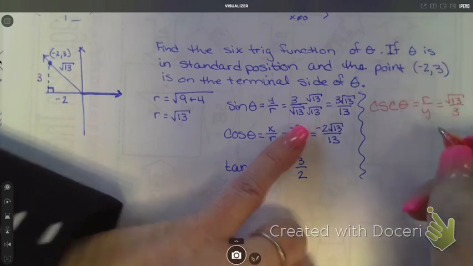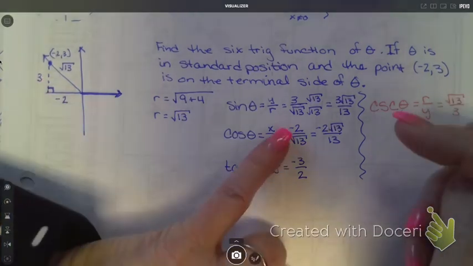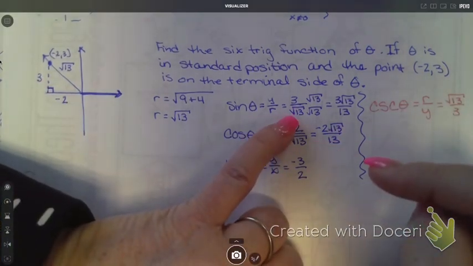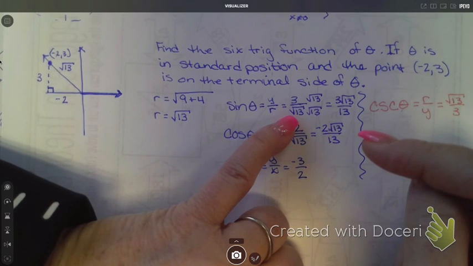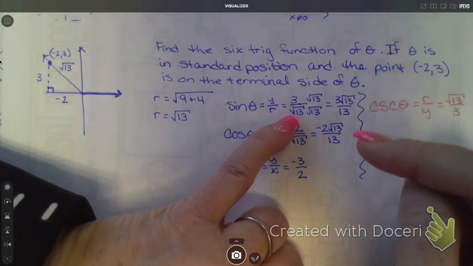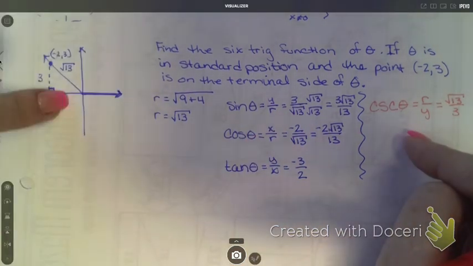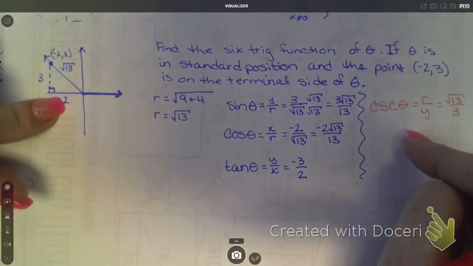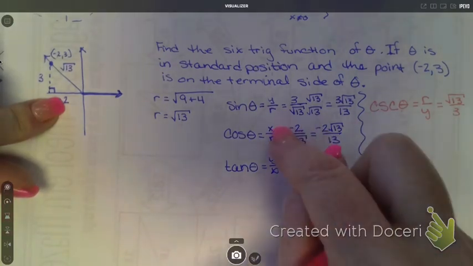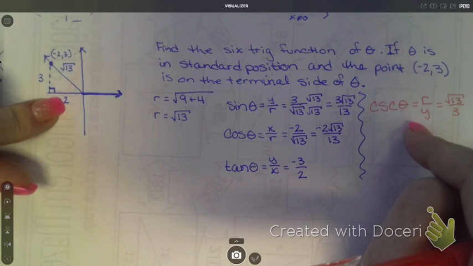So you could look at your triangle, or could you just reciprocate this? Yes. While we're learning them, I'm going to encourage you to go back to the triangle because I don't want you to make a mistake and then make a mistake twice. Does that make sense? Yeah.